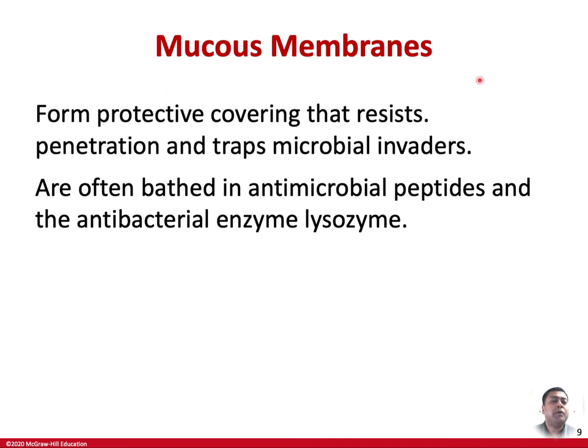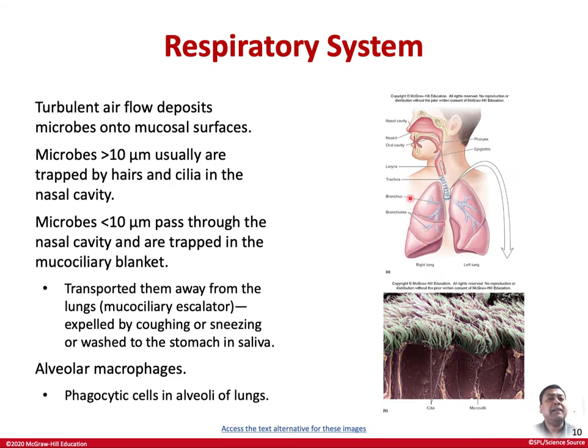The mucous membrane offers a very good first line of defense. All our bodily openings, like our nostrils, our mouth, and urinogenital openings, are lined by membranes which contain a mucus layer on top. The mucous membranes are often bathed in antimicrobial peptides, antimicrobial enzymes, and lysozyme, and they offer a first line of defense. The respiratory tract is also a very powerful first line of defense.